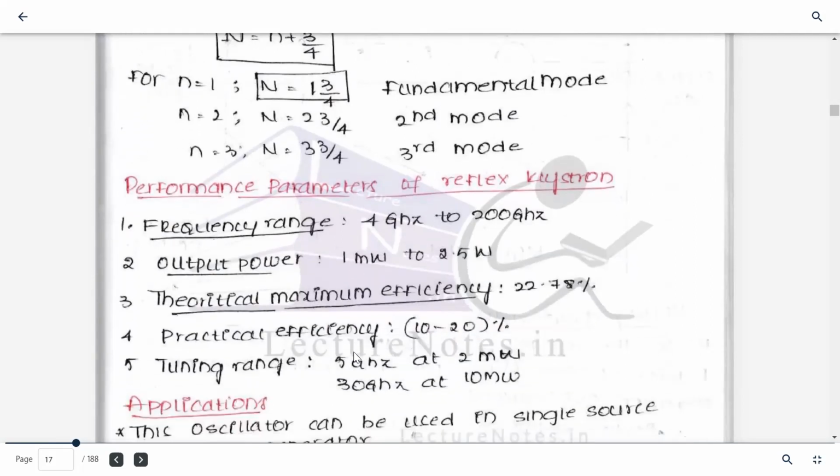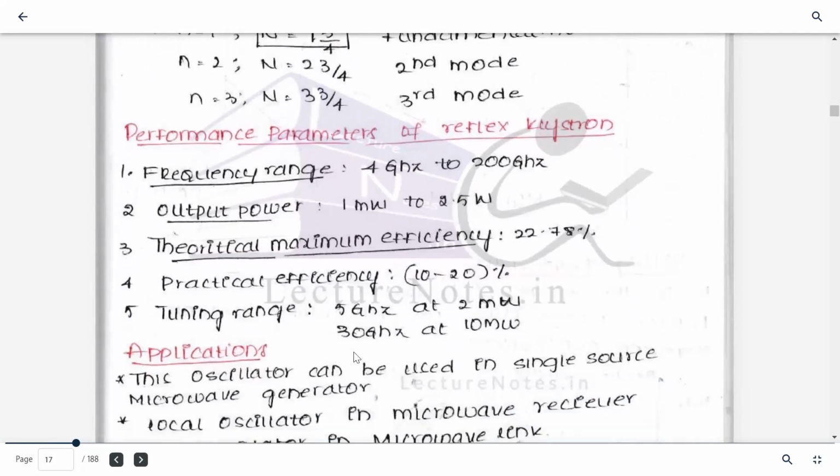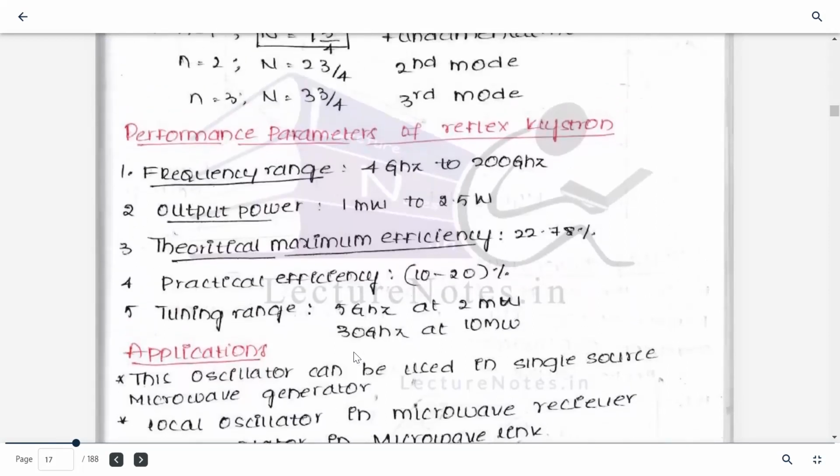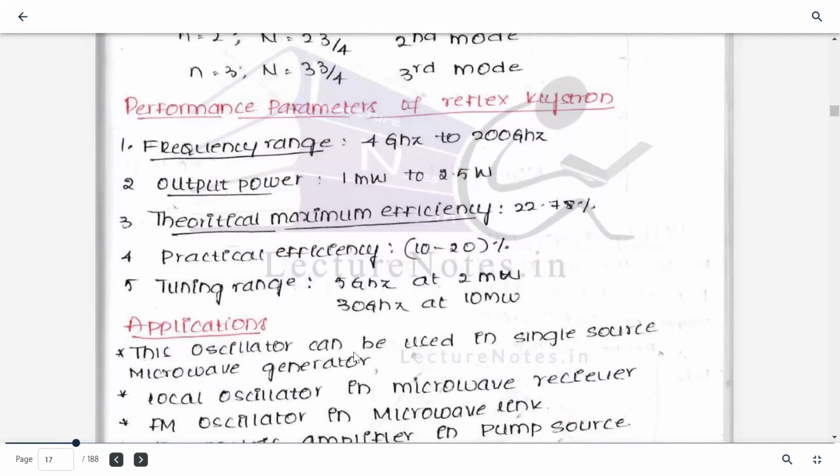Now coming to the performance parameters of the reflex klystron. The frequency range of the reflex klystron is 4 GHz to 200 GHz. Output power is 1 milliwatt to 2.5 watt, and its efficiency should be 22.78%. Practical efficiency is between 10 to 20%, and the tuning range is 5 GHz at 2 milliwatt and 30 GHz at 10 milliwatt.